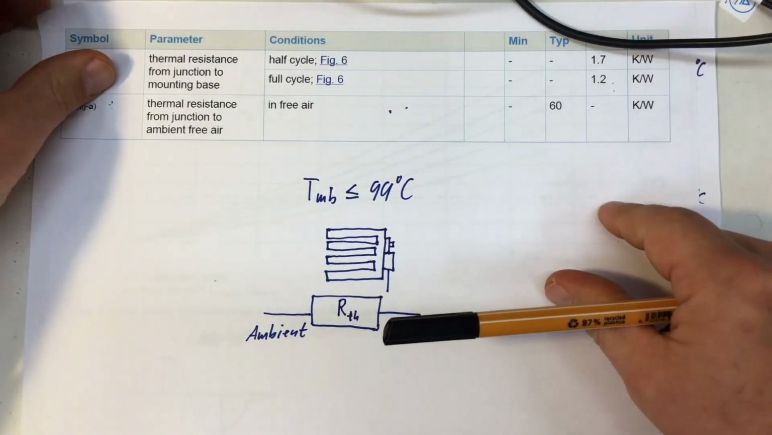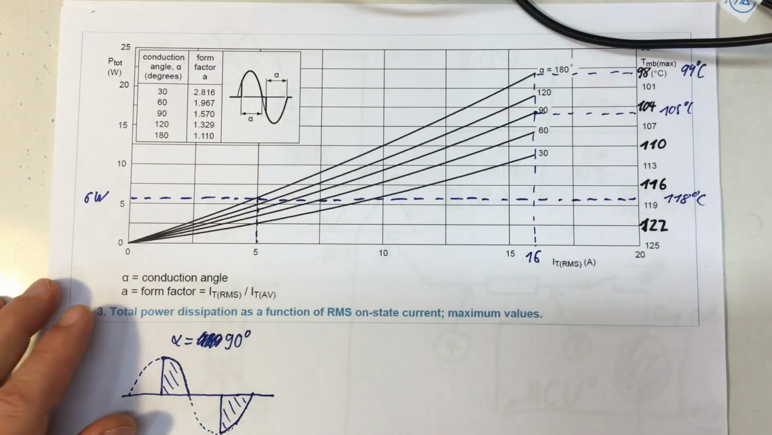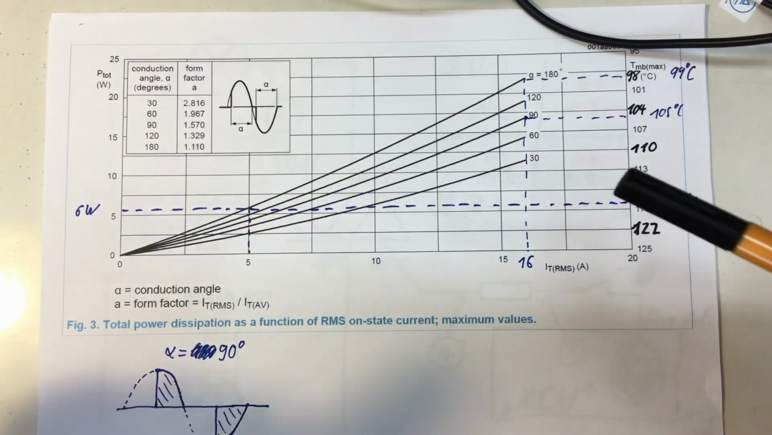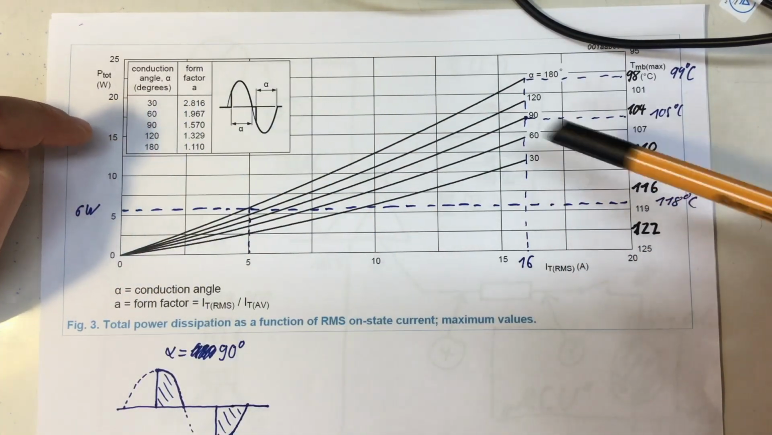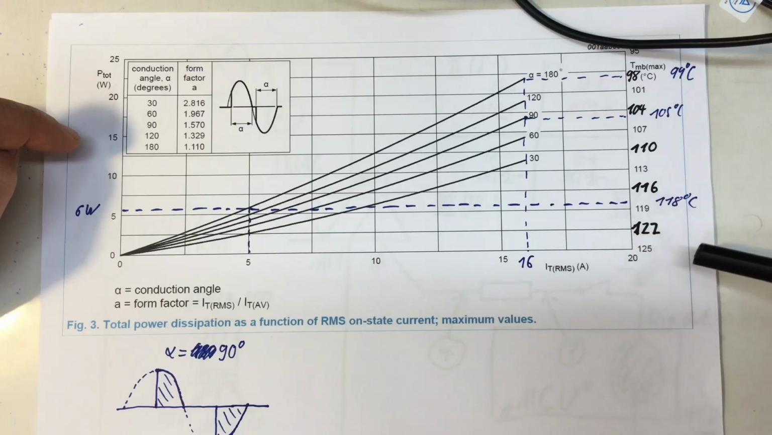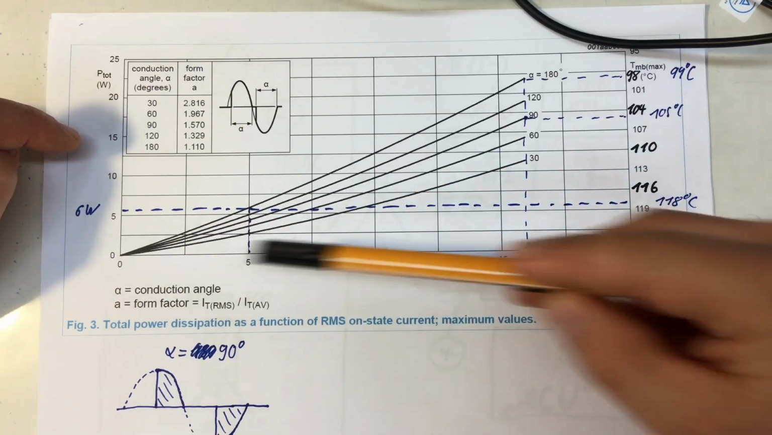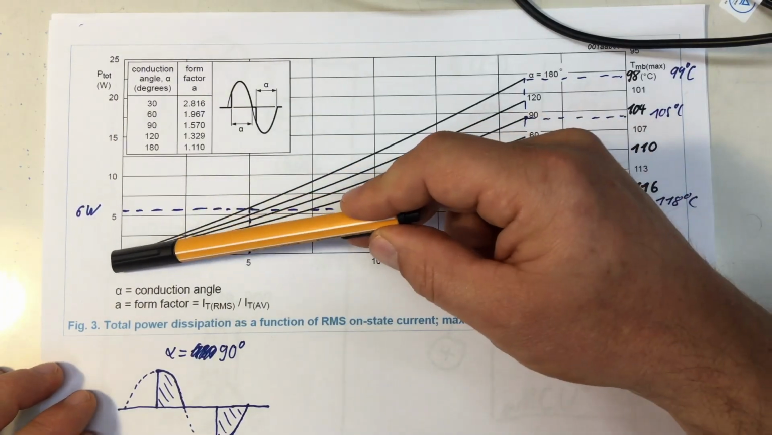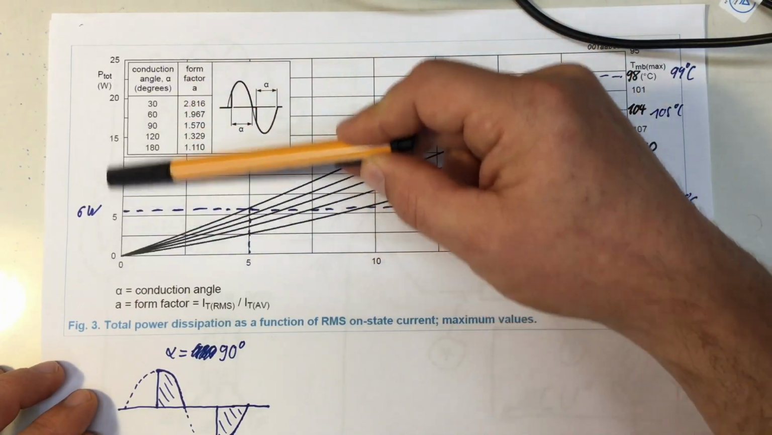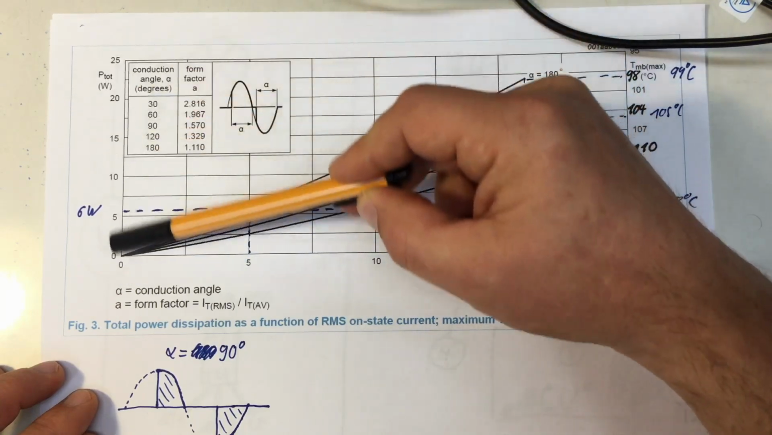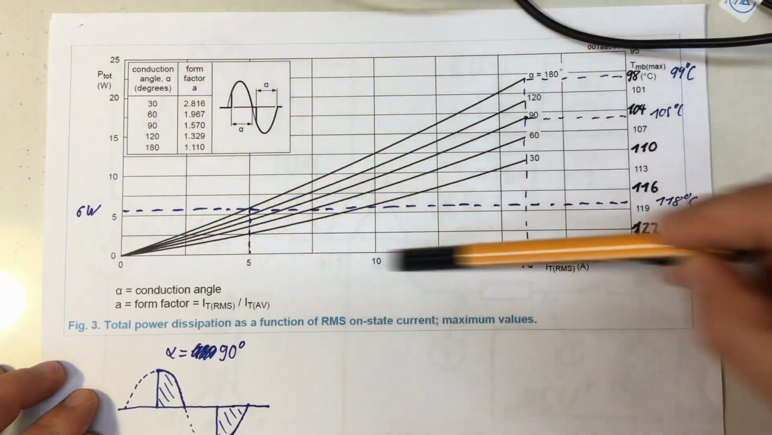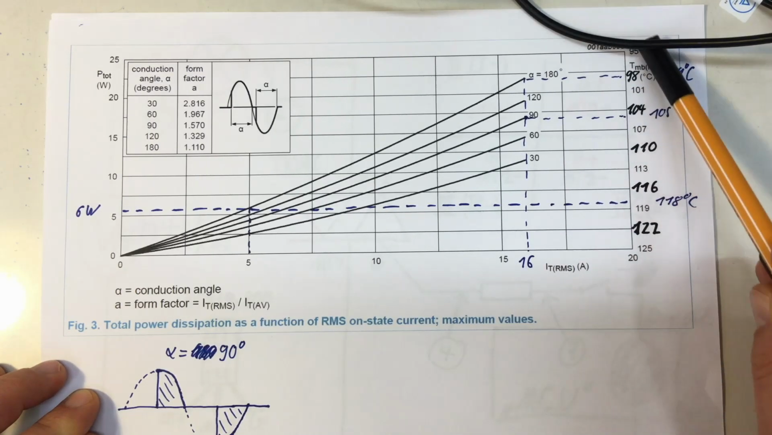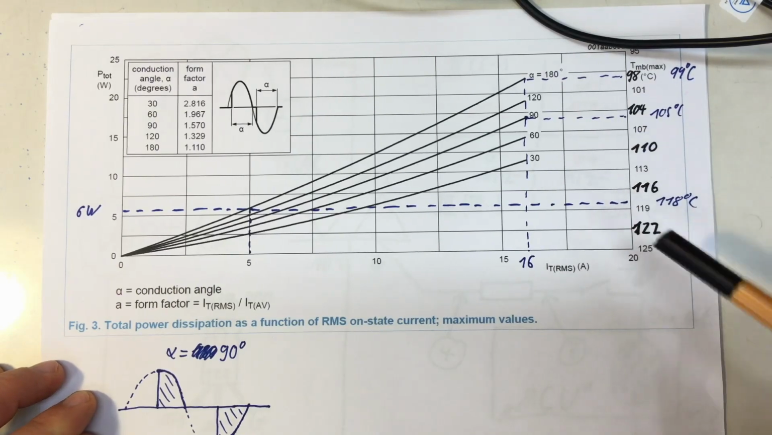Or we can use that diagram where most of the work has already been done for us. We have here the RMS current through our TRIAC, and we have here the power loss which will be induced in our TRIAC by the current, and we have here the maximum mounting base temperature allowed.